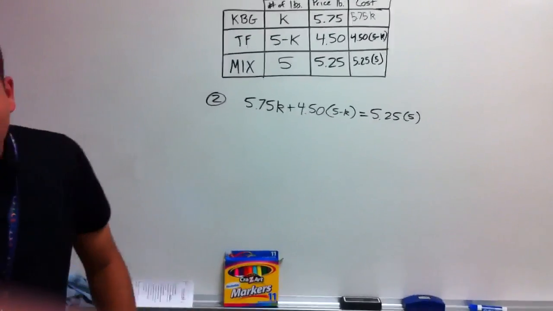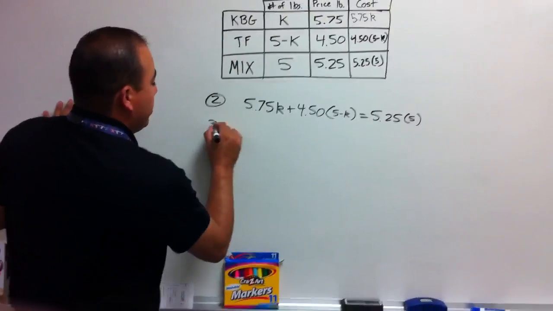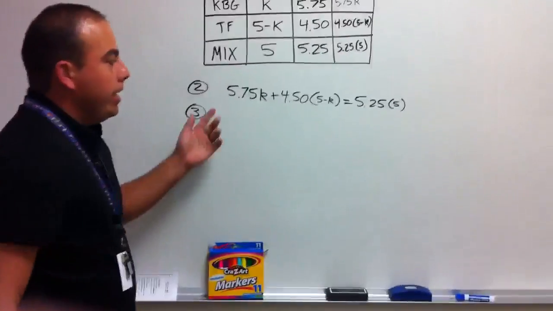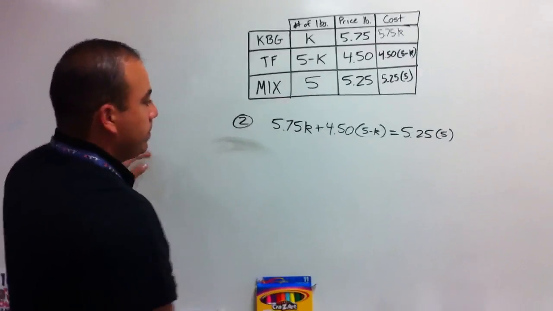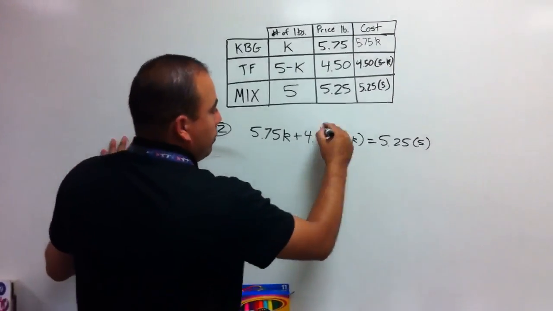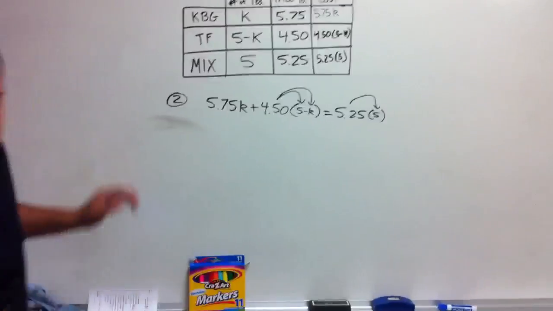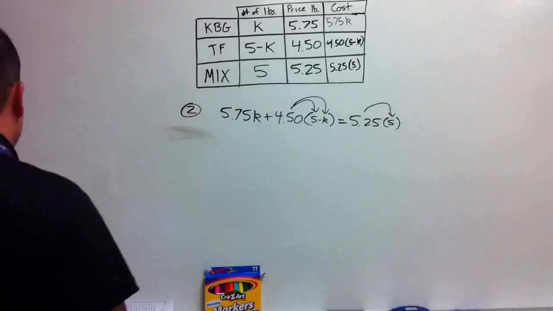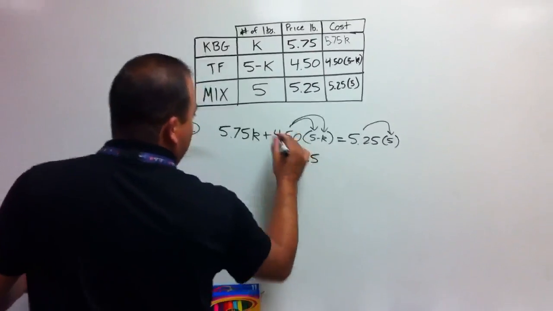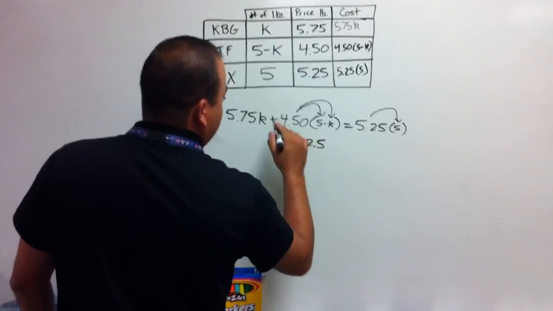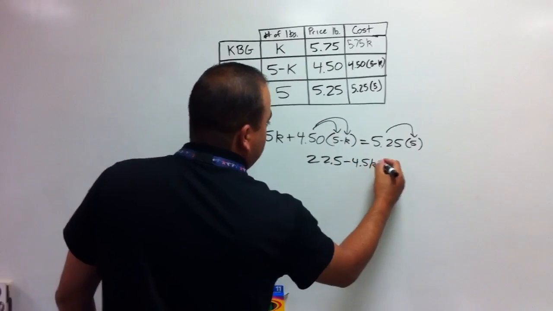Number 3 is asking you, well, how much Kentucky bluegrass do we use? So, in other words, 3 is asking us, what is K? In order to solve for K, we need to figure all this out. So let's start figuring this out. Let's use distributive property right here, and let's multiply those. So 4.5 times 5 is going to give us 22.5. And 4.5 times negative K is going to give us negative 4.5K.